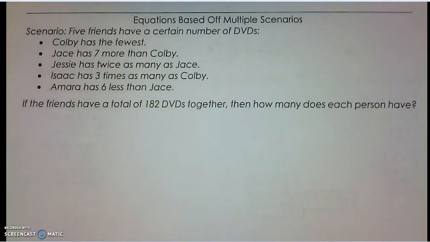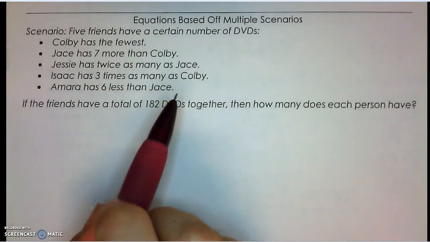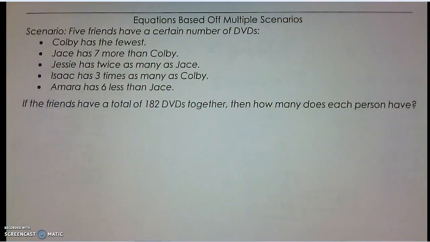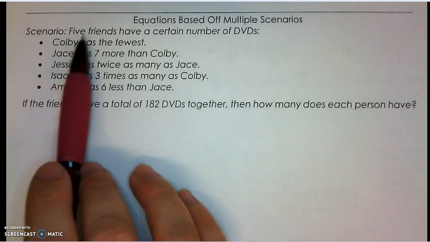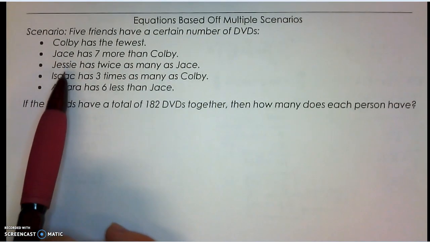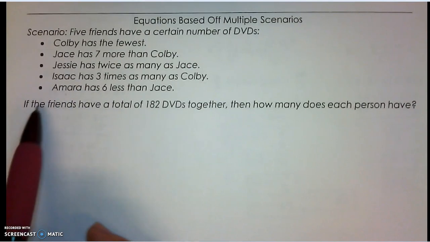This is the last problem on part 2 of the Unit 5, Day 7 notes, equations based off of multiple scenarios. So in these problems, we have a lot of things, usually a lot of people, and we're talking about them all at one time in one great big equation. So in this one, we have 5 friends that have a certain number of DVDs. So we have Colby, Jace, Jesse, Isaac, and Amara.